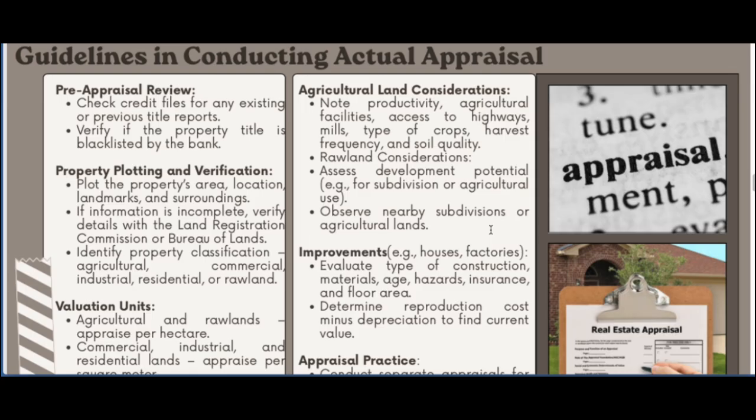Next, we move on to property platting verification. This is all about understanding the property itself. Plot the property area, location, landmarks, and surroundings. Appraisers precisely note the property's exact area, its location, important landmarks, and its general surroundings. If any information seems incomplete, they double check everything with official bodies like the Land Registration Commission or the Bureau of Lands.